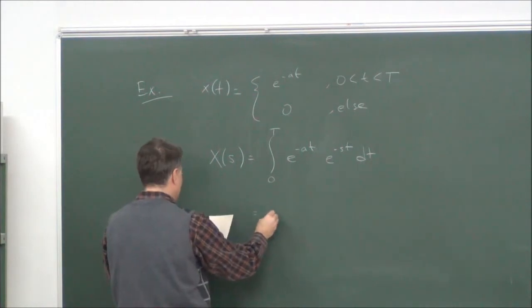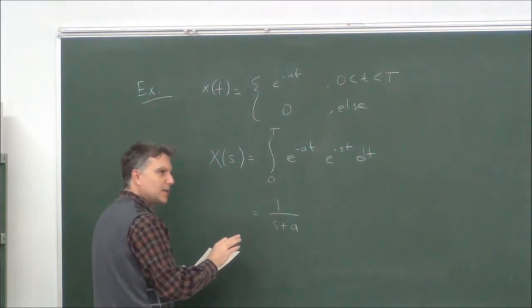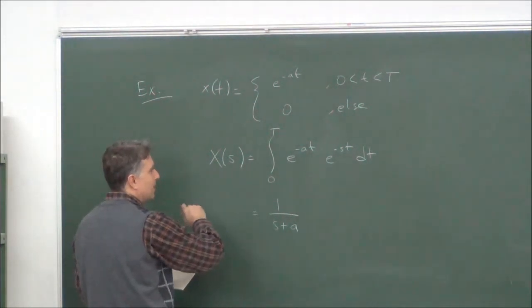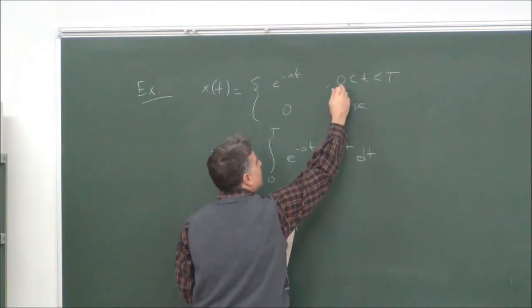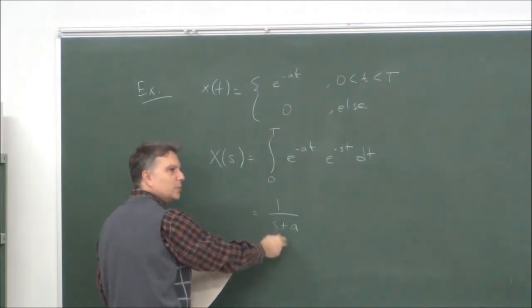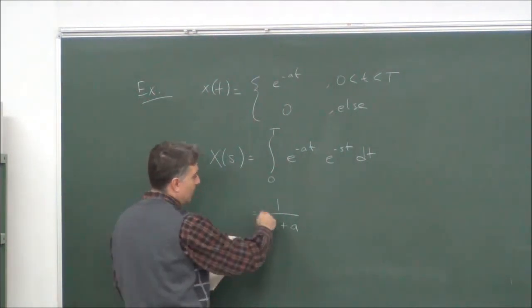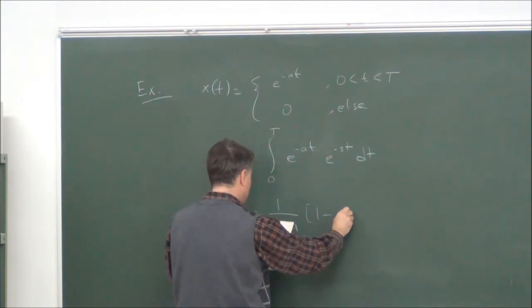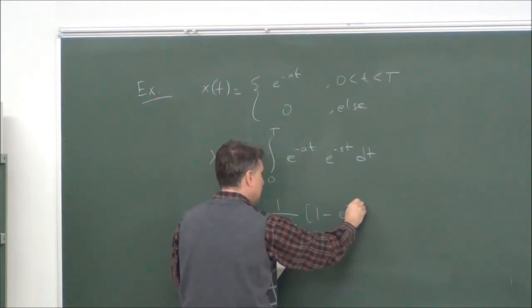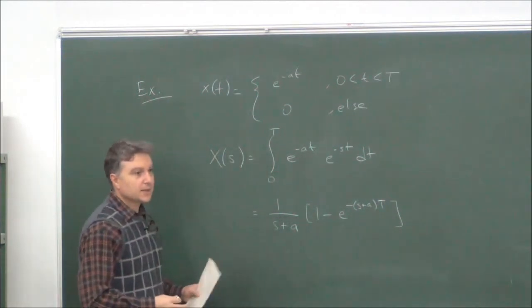And this integral, if you evaluate, will be equal to 1 over s plus a, which is something expected because if it is from 0 to infinity, this would be the Laplace transform. But it's not only 1 over s plus a now. It is this times 1 minus e^(-(s+a)T). We have an extra term.